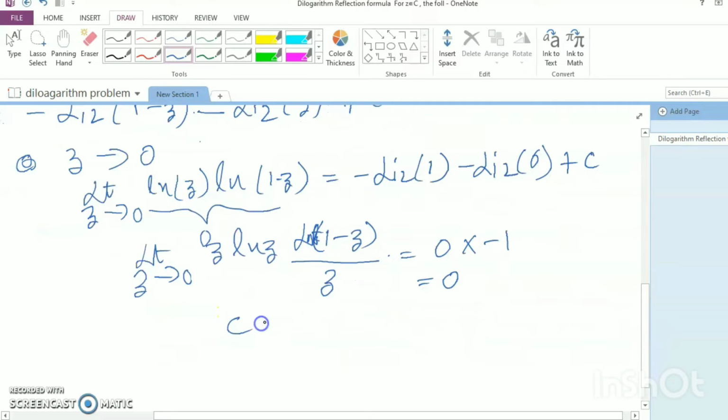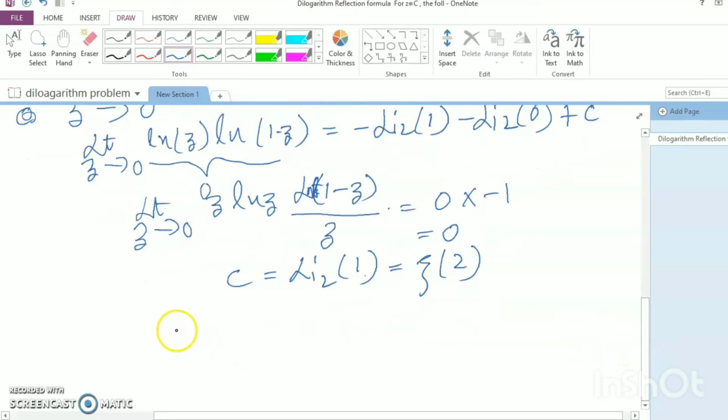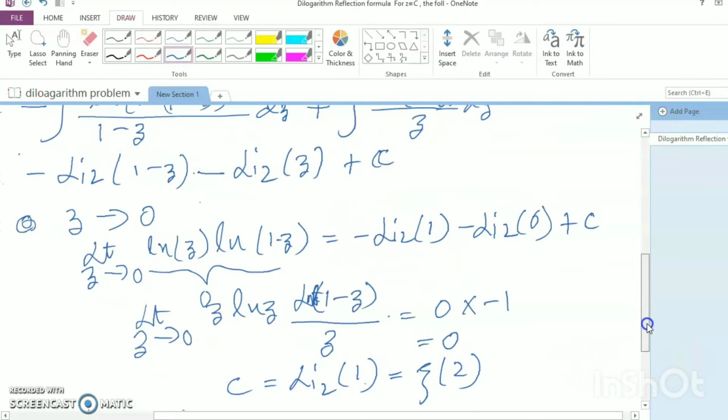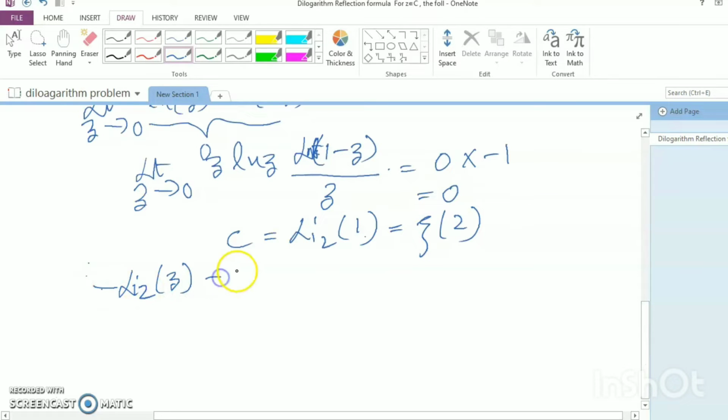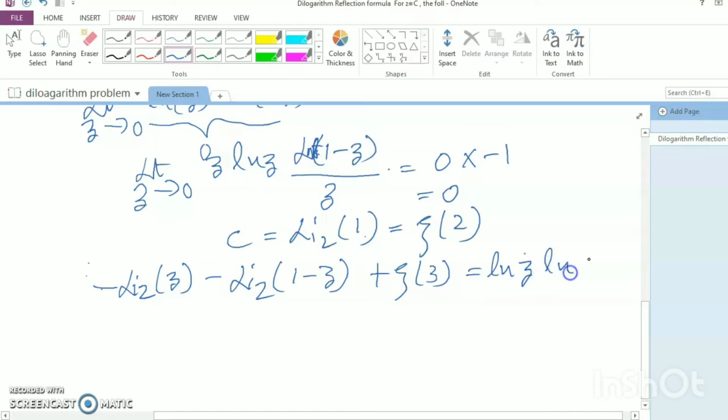So friends, I get c is equal to Li2(1), and Li2(1) is the Spence function, that value is zeta 2. Okay, this value is called zeta 2, and hence the formula is deduced: Li2(z), just putting the value, minus Li2(1 minus z) plus zeta 2 is equal to ln z ln(1 minus z).